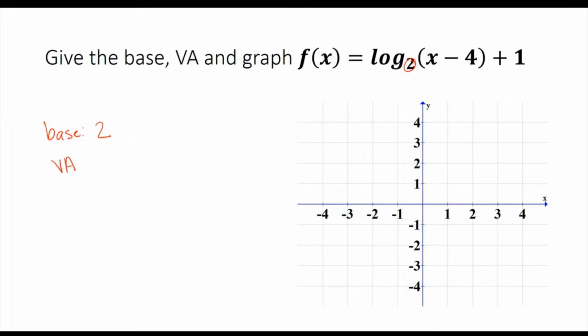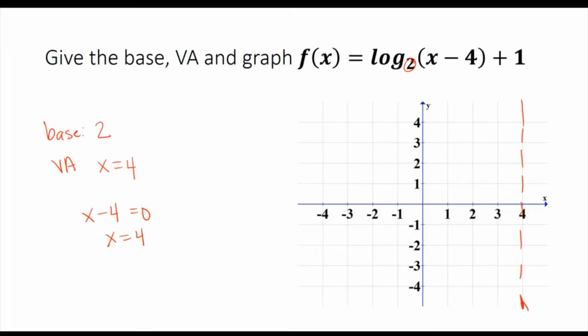The vertical asymptote, you take what's inside your parentheses and set it equal to 0. So my vertical asymptote is at x equals 4. When we start graphing these, just like before, you want to start by plotting your vertical asymptote. Ooh, I may not actually have space on this graph to show this.